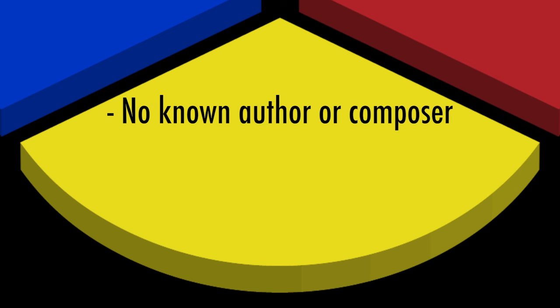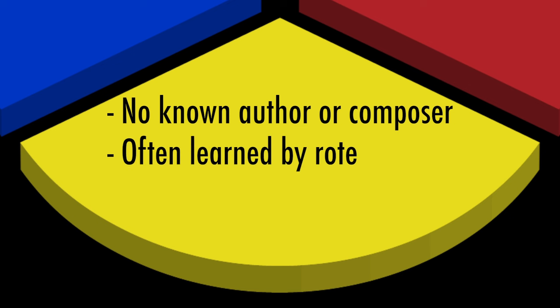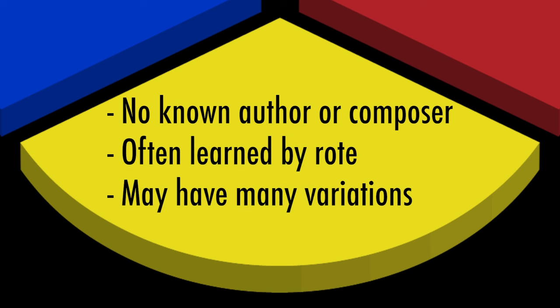Folk music is music that has no known author or composer, but is part of the psyche of a community. More often than not, this music is taught or learned by rote, and there are sometimes dozens of different versions of the same tune or words. Examples of this include music played at cultural events, rodeos, and whatever fiddle tune Chris Thile is playing on Live From Here.